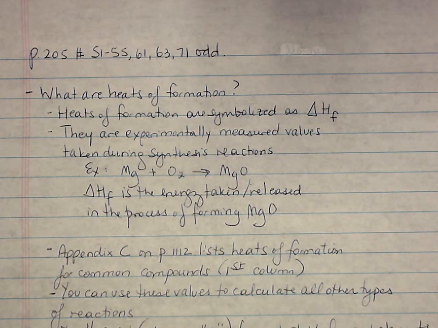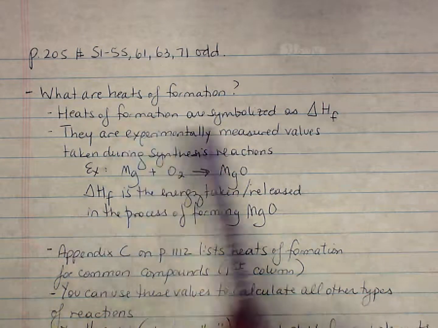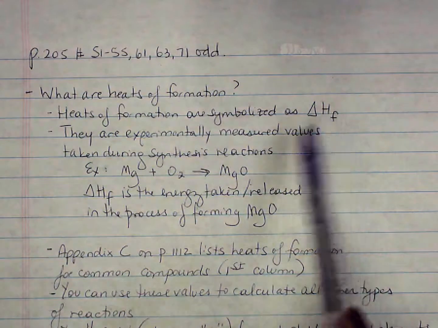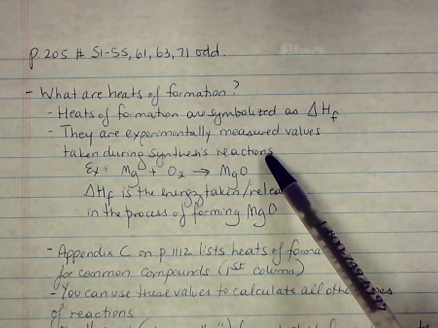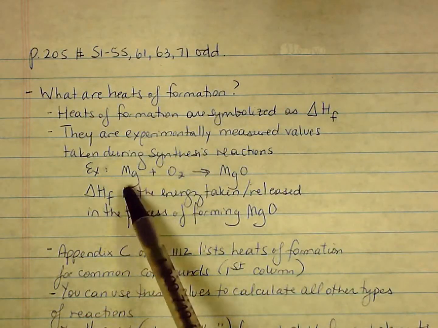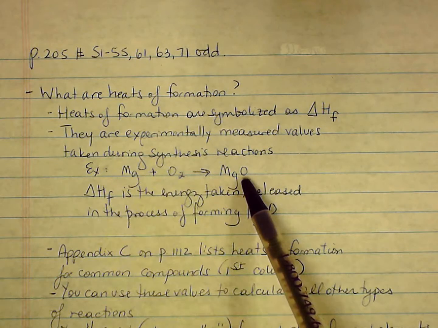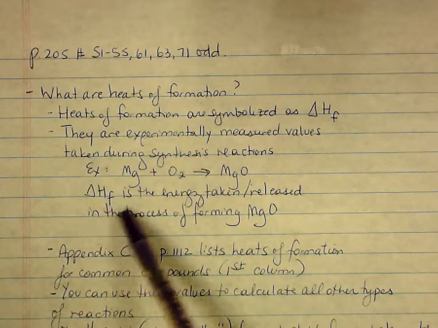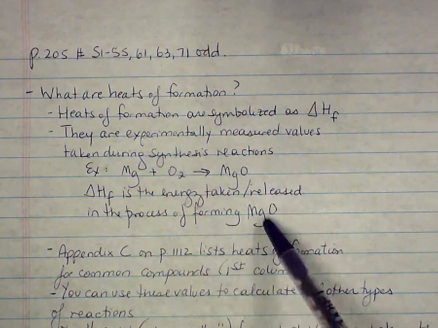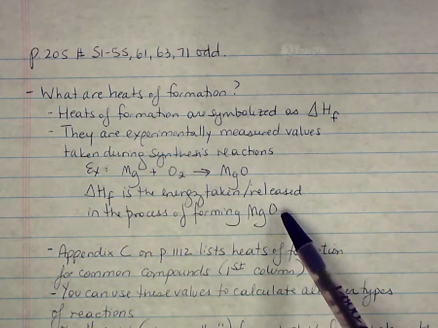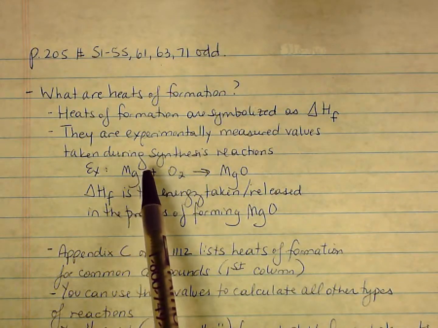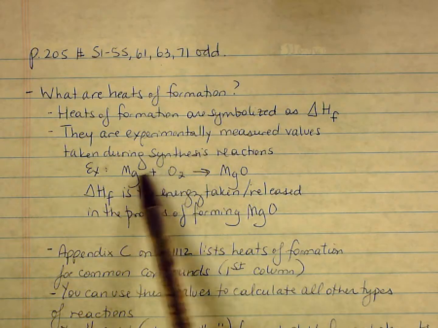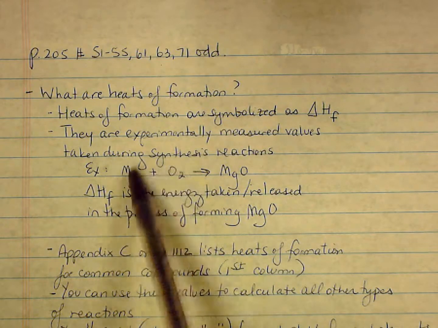So the first thing that I want to talk to you guys about is what are heats of formation. Heats of formation are symbolized as delta H sub F, and they're basically experimentally measured values that are taken during synthesis reactions. For instance, here's a synthesis reaction where you take magnesium and oxygen, you make magnesium oxide. What essentially delta H sub F represents is the energy that's taken in or released in the process of forming magnesium oxide. So it's either the energy that's taken or released in the process of making bonds between the magnesium and the oxygen, or in terms of breaking bonds that might be present here in this reorganization.